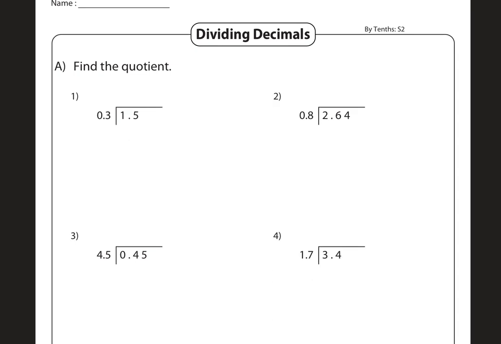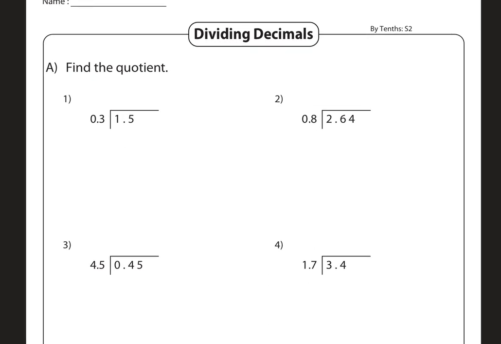Problem number 1. I must multiply by 10 before I start. Once I multiply by 10, my decimal moves one place right. I wind up with 3. And I have to multiply the 1 5/10 by the same 10, make the decimal move the same number of places. I wind up with 3 divided into 15, which is 5.